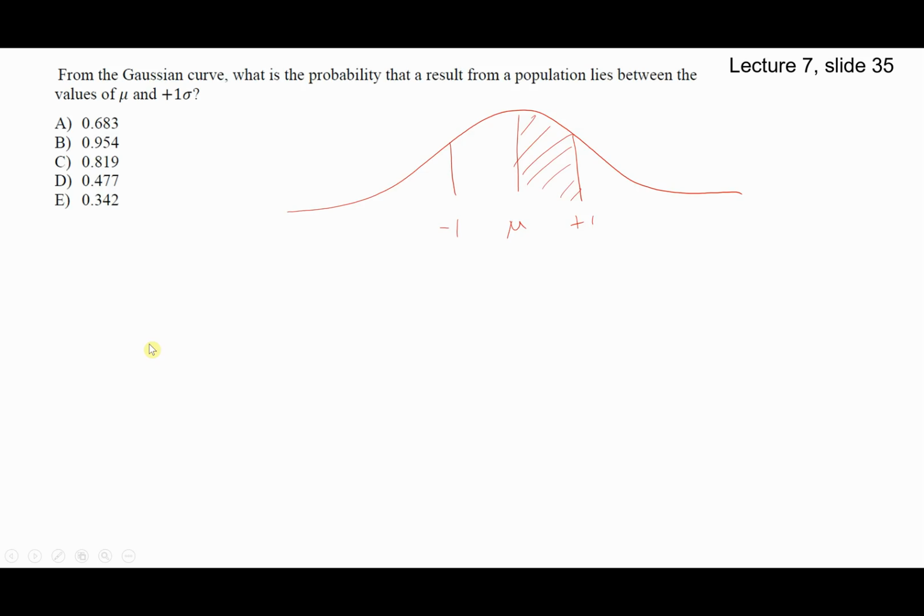From a Gaussian curve, what is the probability that a result from the population lies between mu and plus 1 sigma? So we're looking at this area here. We know that between plus and minus 1 sigma is 68%, so we're just looking for half of that, which would be 34%, or 0.342. And so that would be our probability of winding up between the mean and plus 1 sigma.